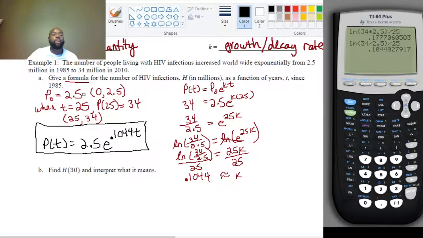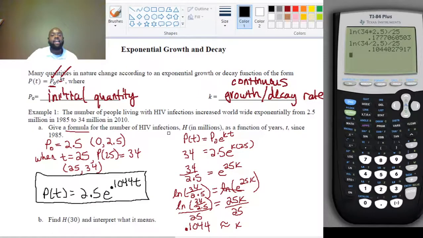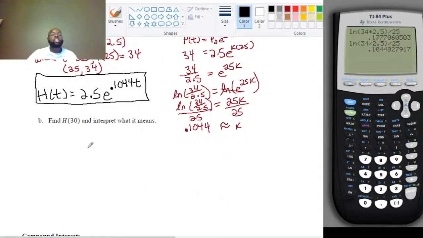So I know that my regular function is in P and P naught, but they give us our variables here in terms of H and T. My output variable is H. And so instead of writing this with P, I'm going to present my solution using the variables that were given to me. So this is H of T. Learn from our mistakes, right? And so now we're going to find h of 30. Well, h of 30 is just simply us substituting 30 in for t, our input variable.